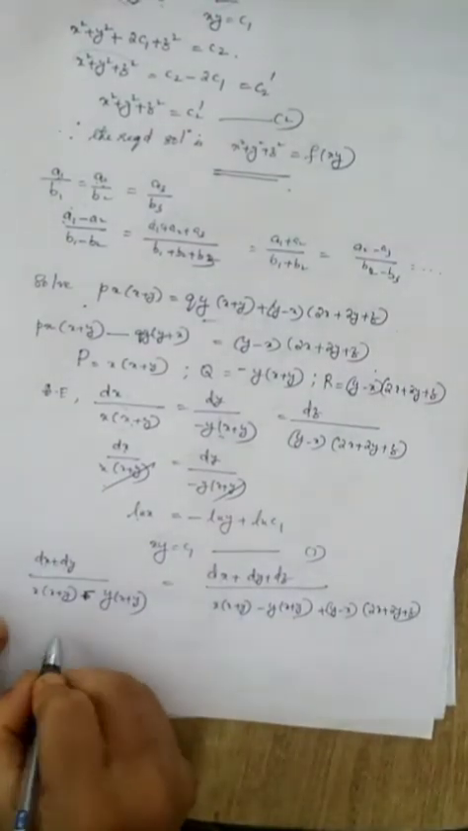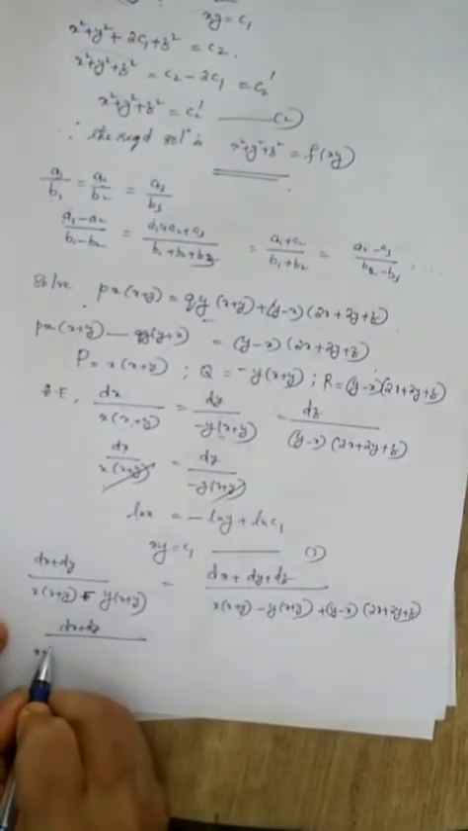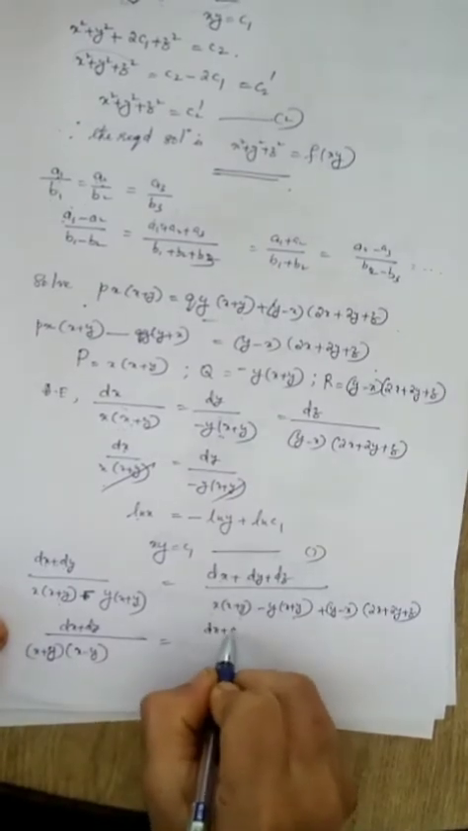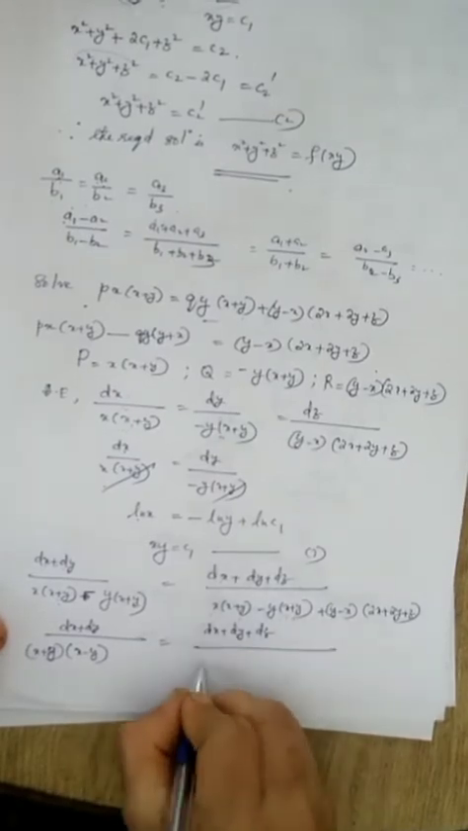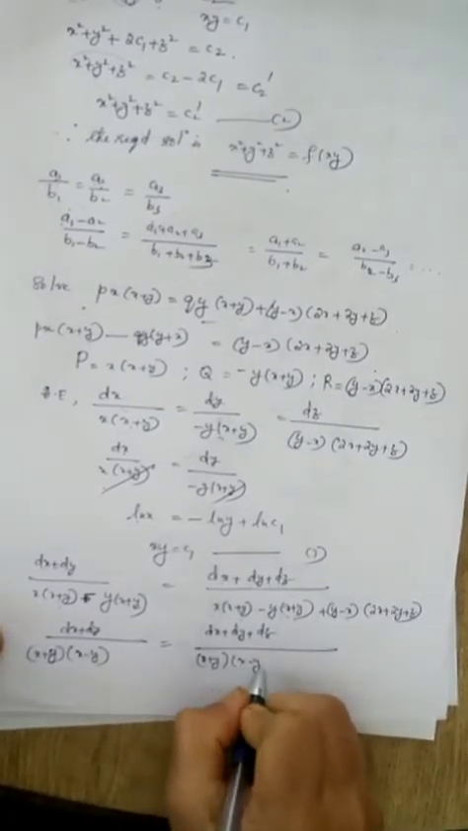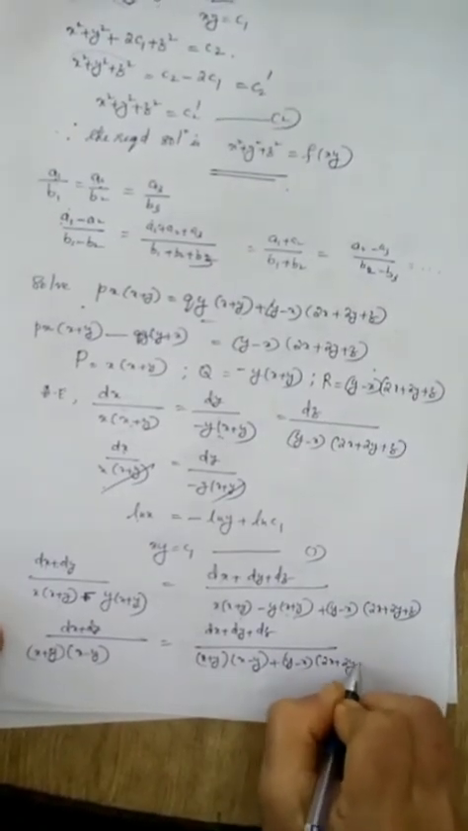Now come to the left side, we have dx plus dy. From this we can take x plus y as common factor, so x plus y into x minus y equal to dx plus dy plus dz by, taking from the first two terms we can take x plus y outside, x minus y plus y minus x into 2x plus 2y plus z.